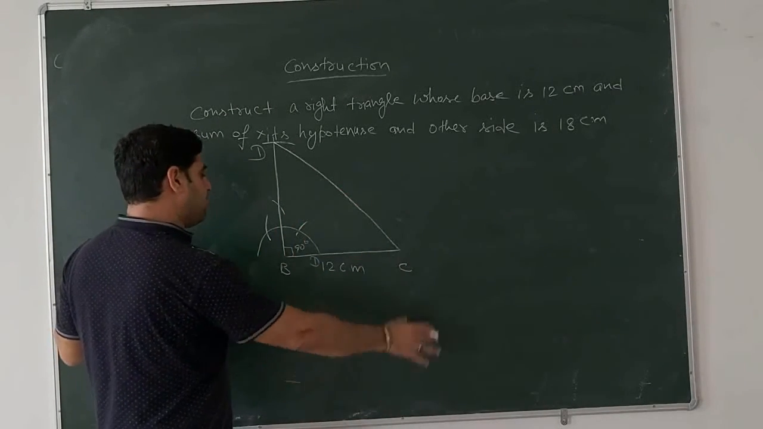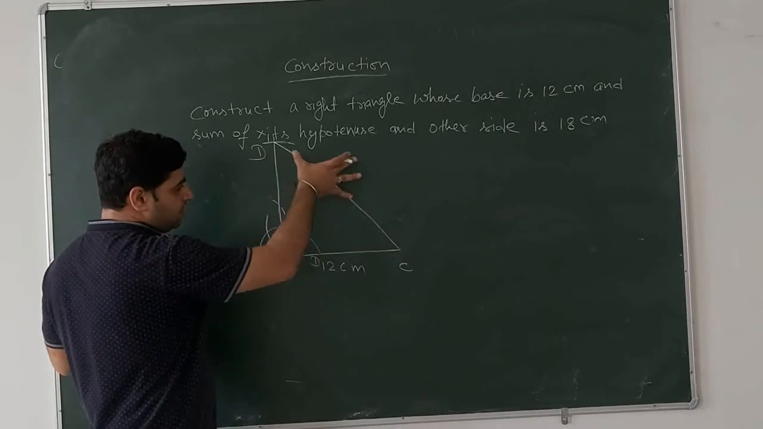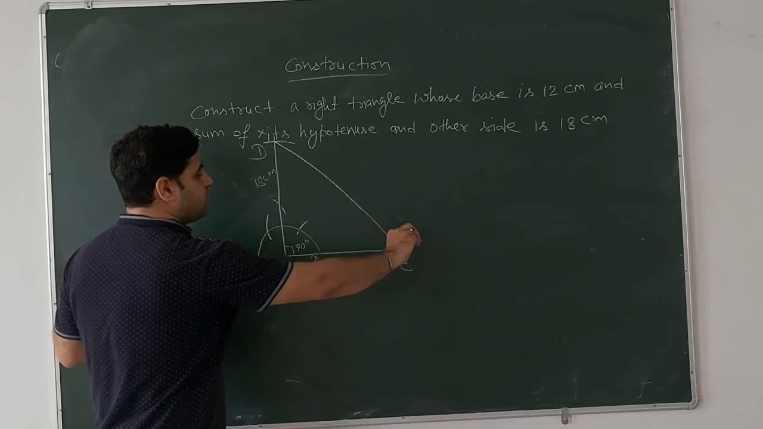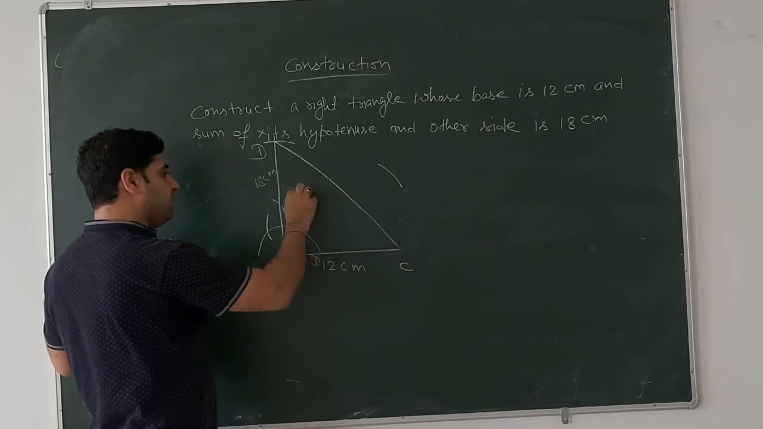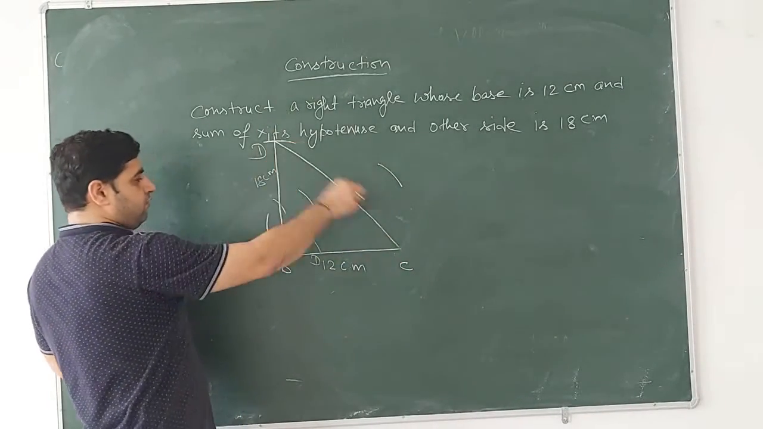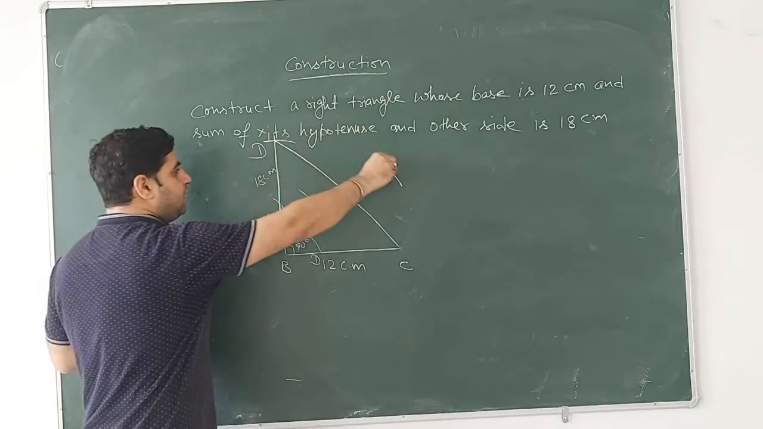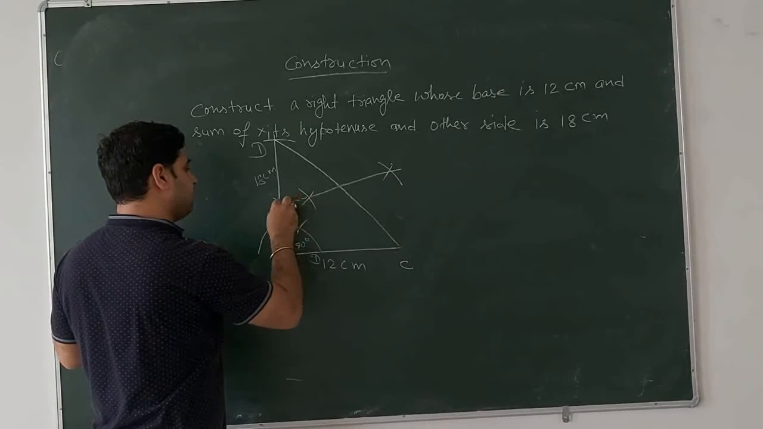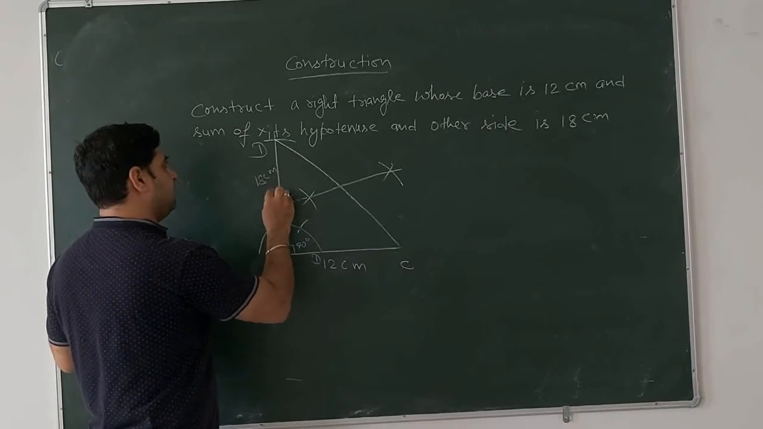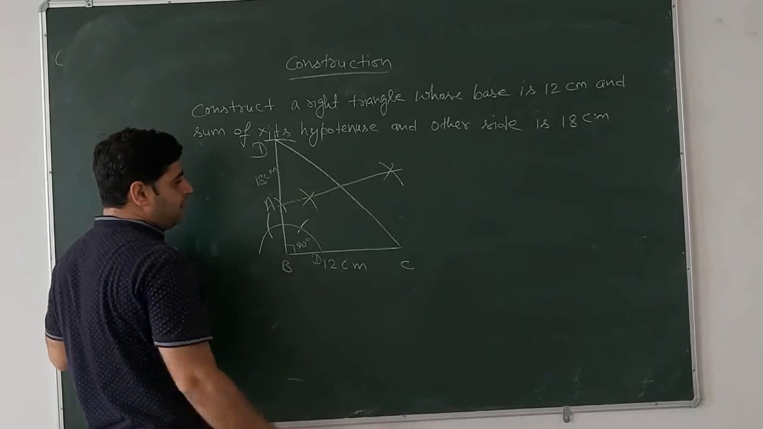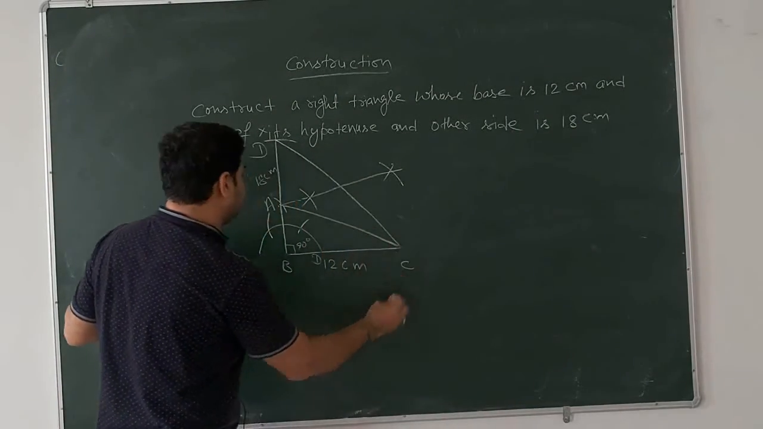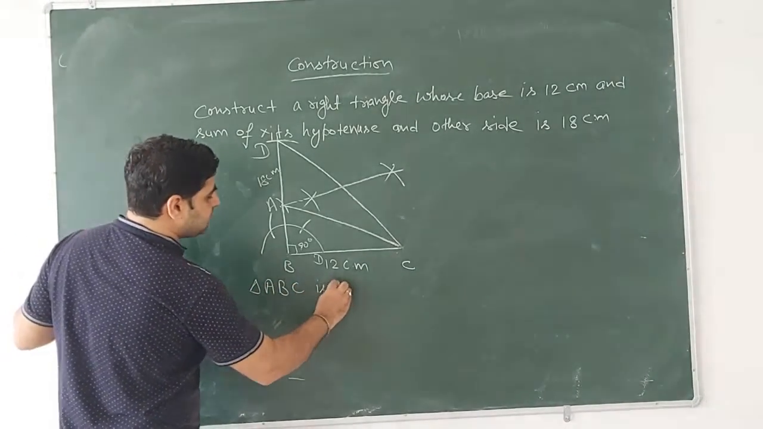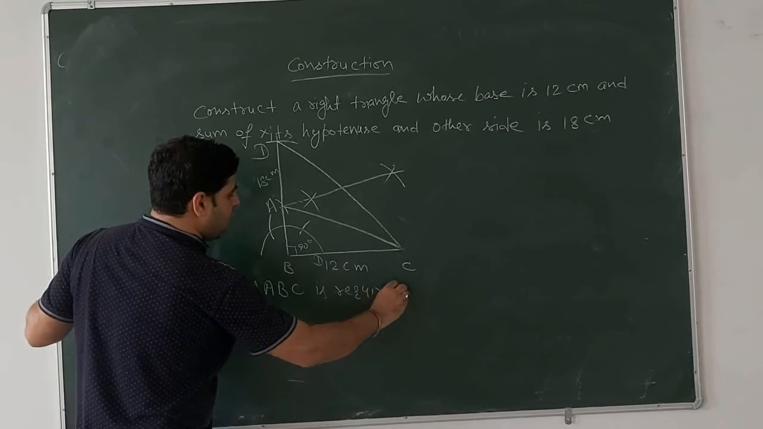For making the perpendicular bisector, open the compass more than half. From C as a center, draw an arc. Again from point D, draw an arc. So join them, which cuts BD at A. So join A to C. So ABC is the required triangle.